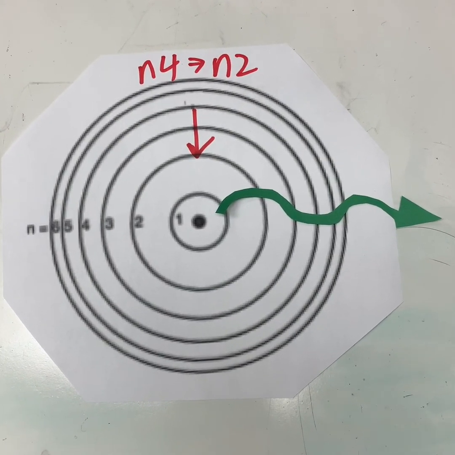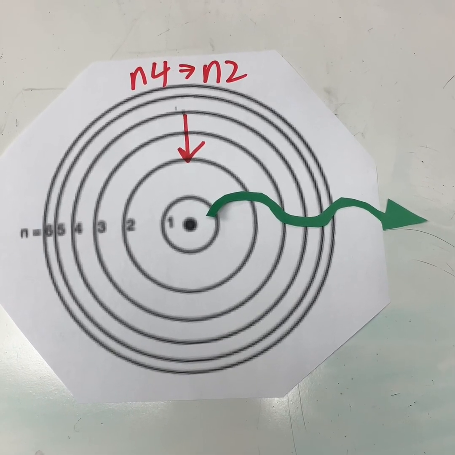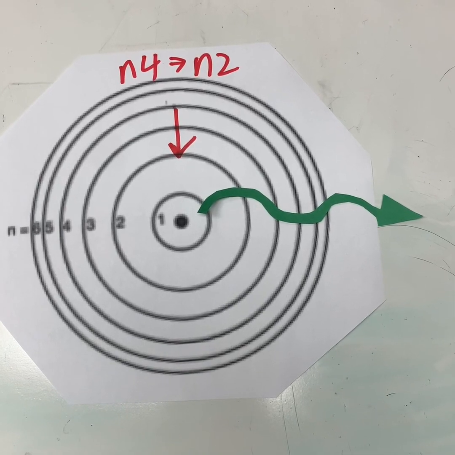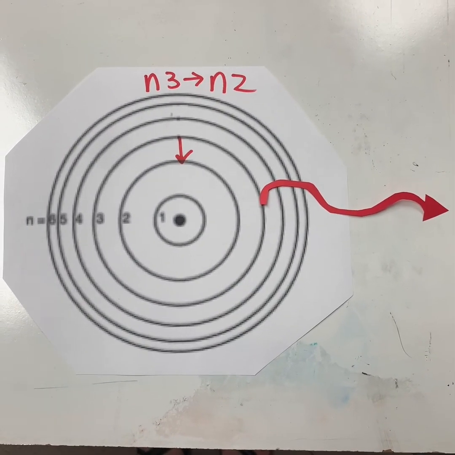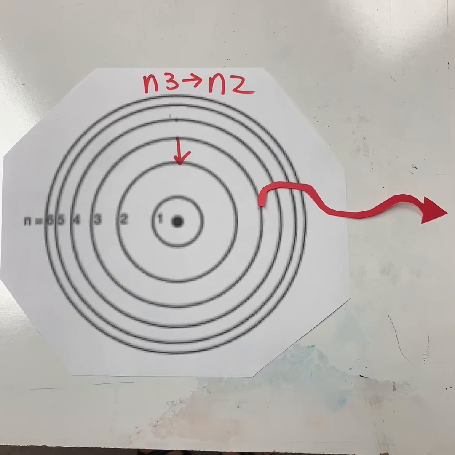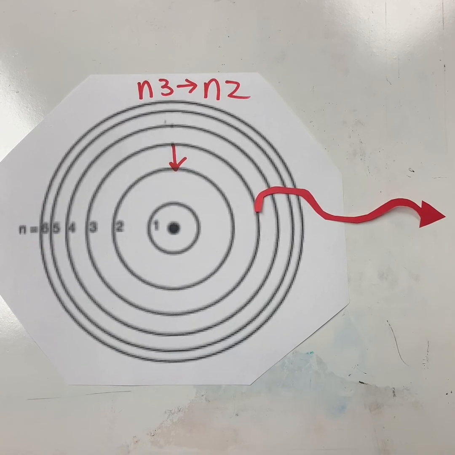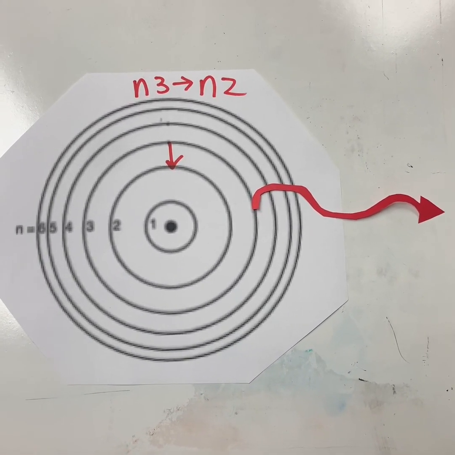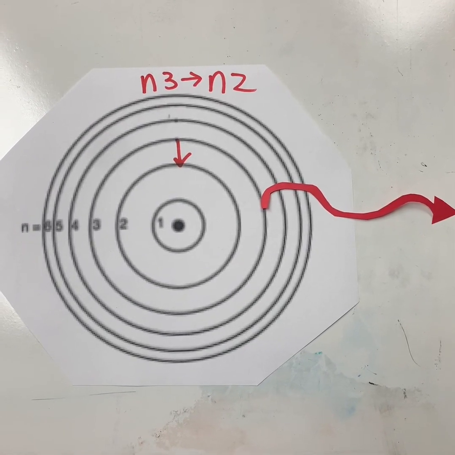In the hydrogen atom, when the electron drops from energy level 4 to energy level 2, electromagnetic radiation is given off in the form of blue-green light. In the hydrogen atom, when the electron falls from energy level 3 to energy level 2, electromagnetic radiation is given off in the form of red light. What we can see here is red light has the longest wavelength and it is associated with the least amount of energy. This makes sense because this is the smallest transition.